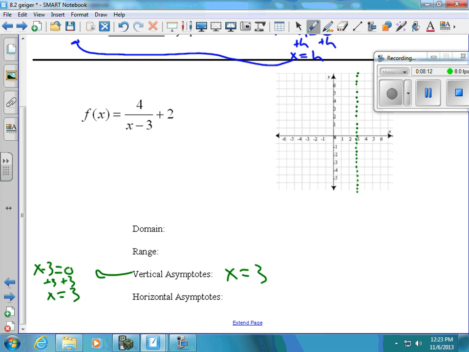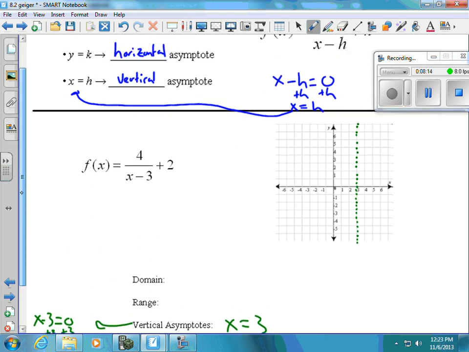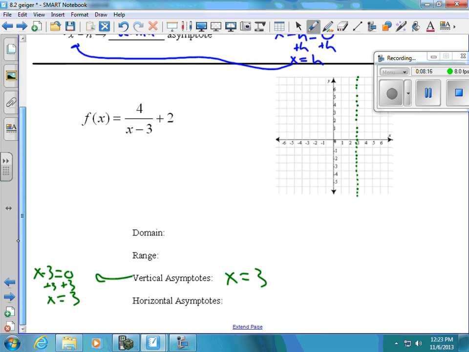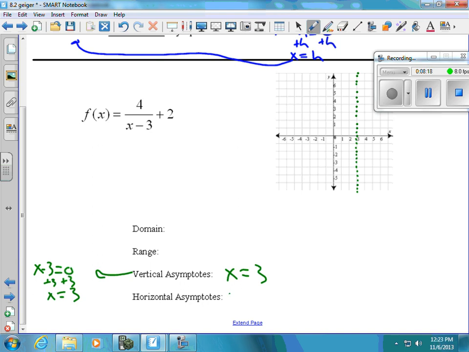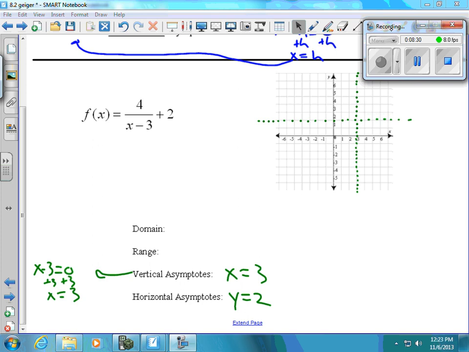Horizontal asymptote, we set up here, the horizontal was y equals k. Our k value is 2. So y equals 2 is our horizontal asymptote. So basically what we've done here is we've shifted the original parent function from the origin, from 0, 0, right 3 and up 2. Okay?